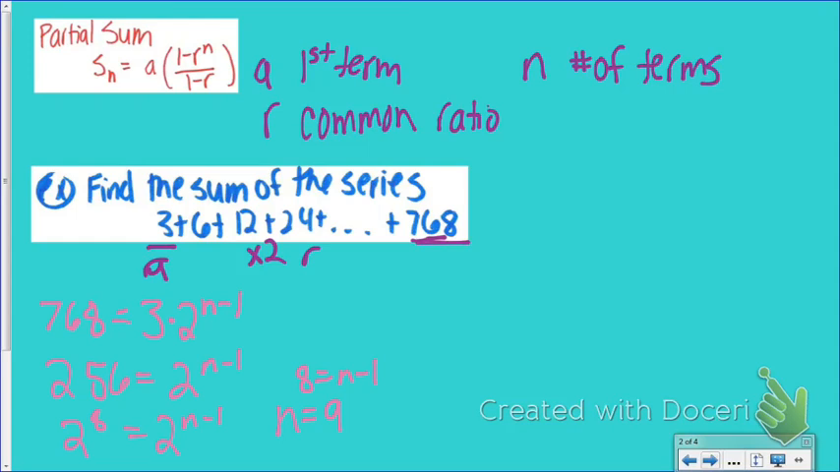So once I know what n is, I can actually use my partial sum formula to solve this equation. So what I would do here is I would take my partial sum formula. Now I know I'm finding the sum of 9 numbers. My first term is 3, and I have 1 minus my common ratio to the 9th power, divided by 1 minus my common ratio. And then I can just do that math to get my answer.